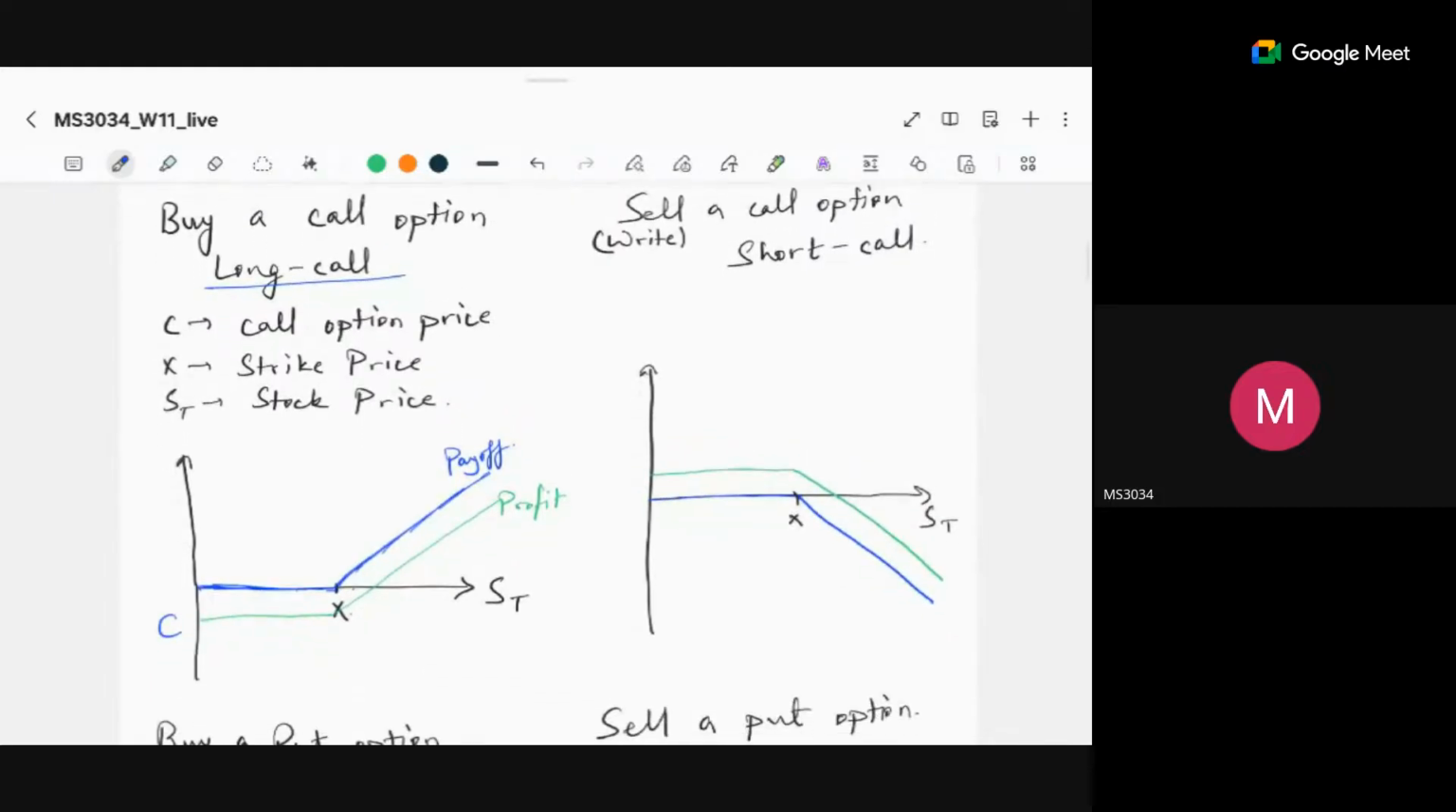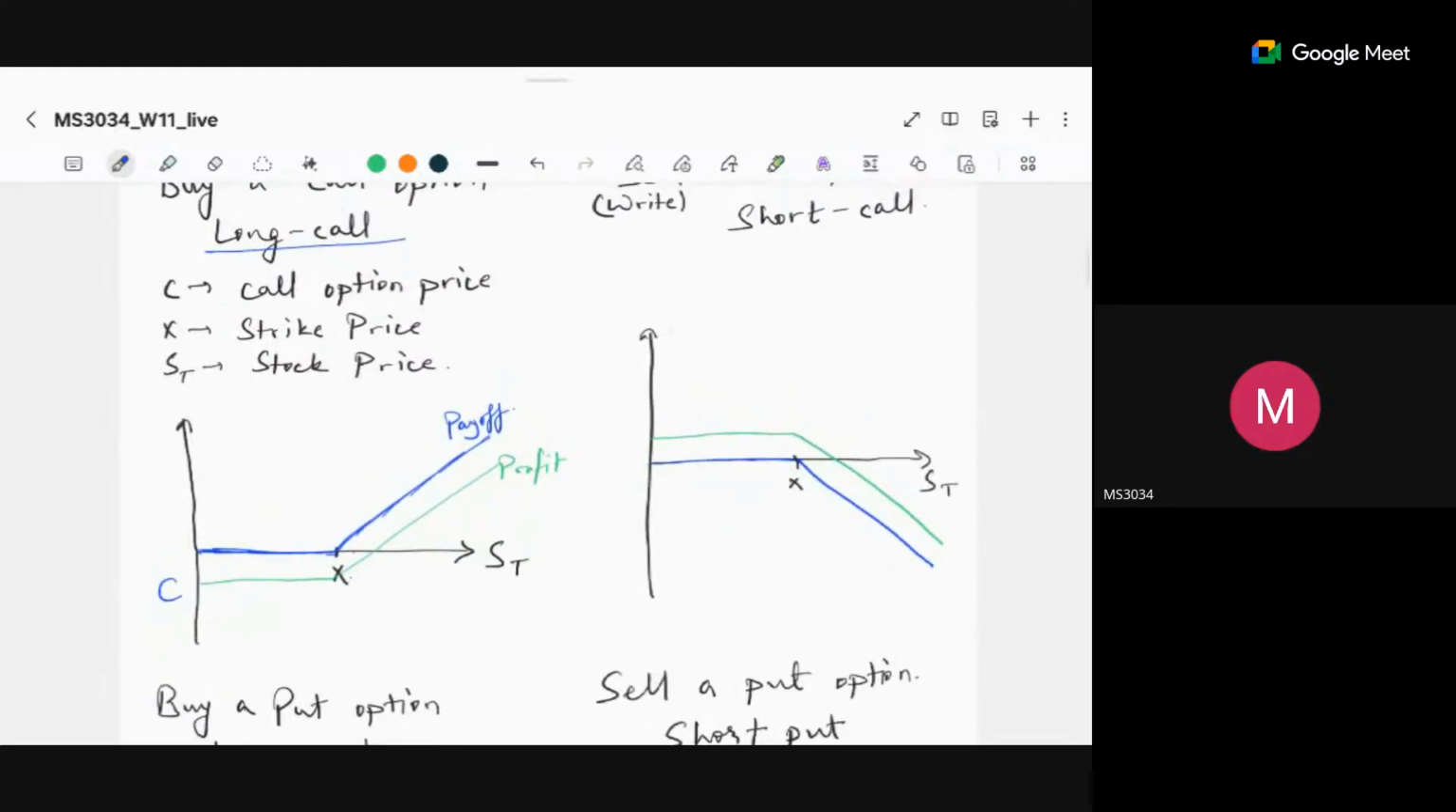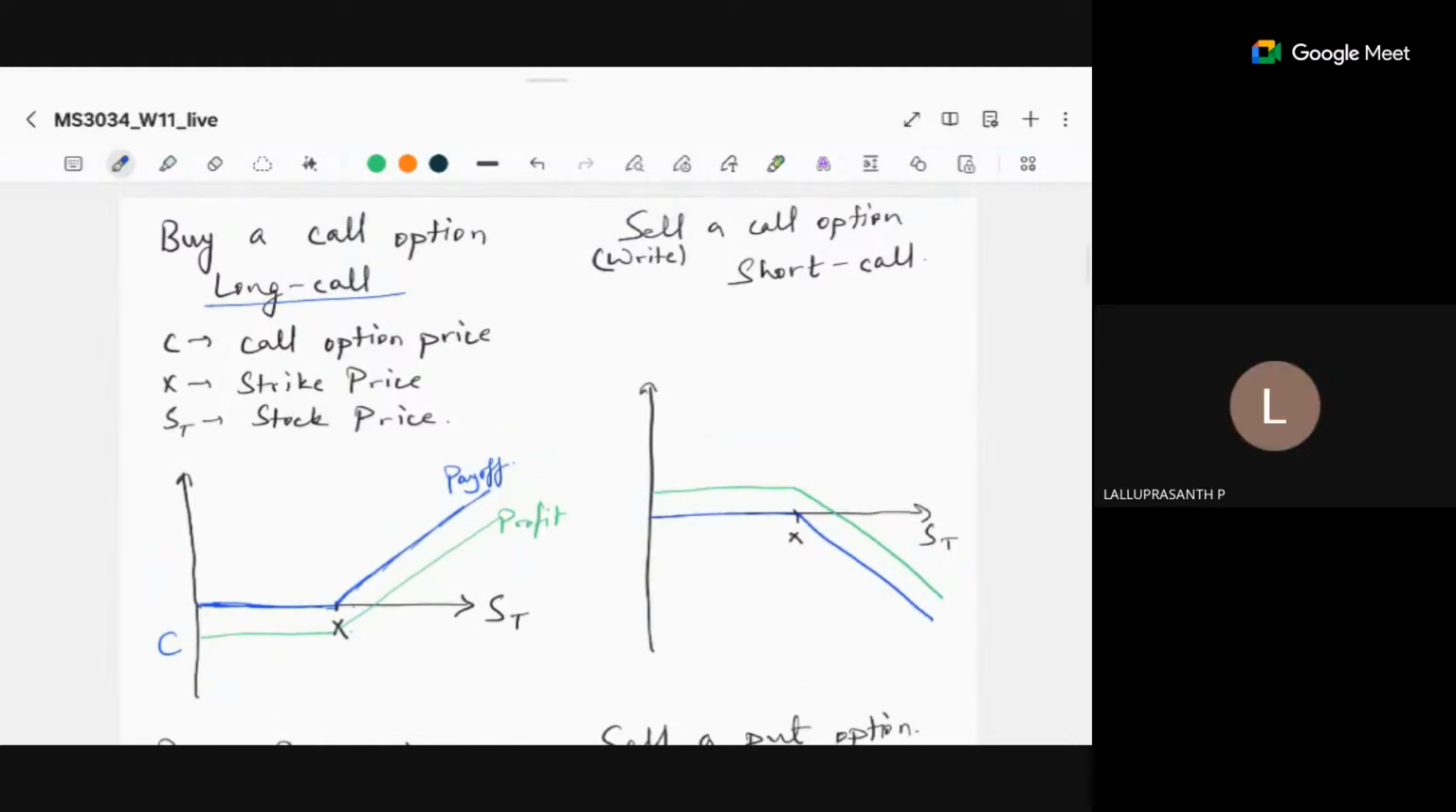So I have drawn the payoff. Now if I want the profit, I will subtract the call option price, because when I am buying, I have to pay the cost. C is the price of the call option, so at each point you subtract this C, and then you get this green colored graph, which is the profit from buying a call option. So this green curve is your profit curve for a long call position. Understood? Any doubt with this? Yeah, we can proceed, sir.